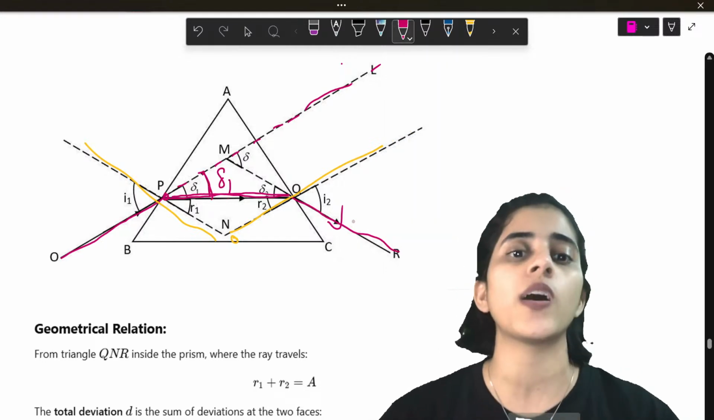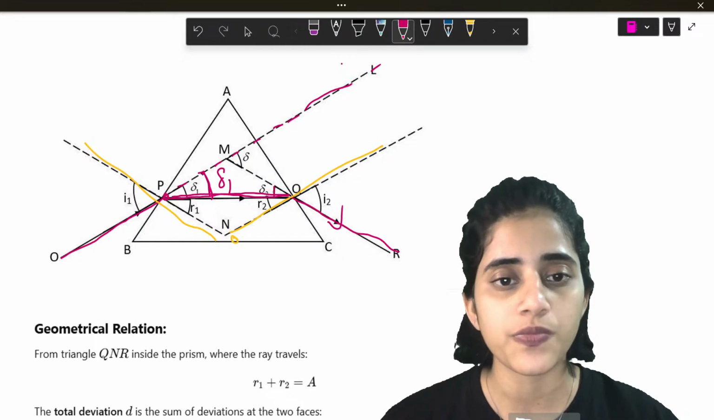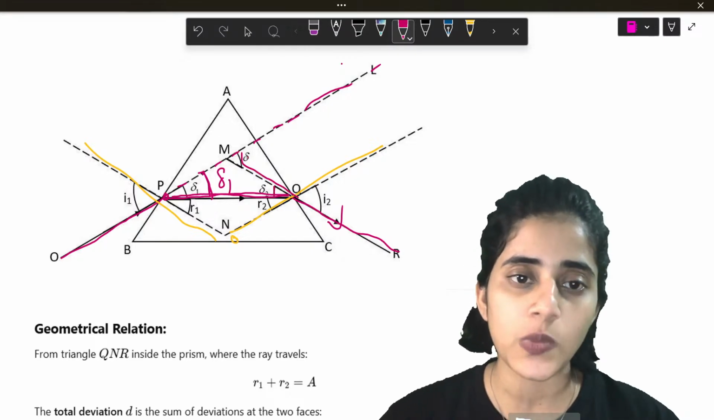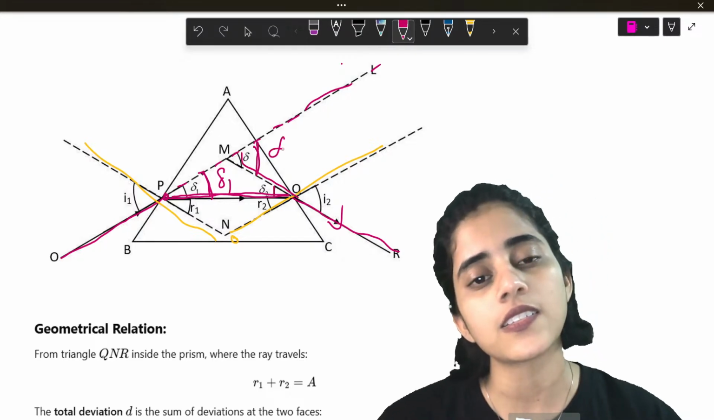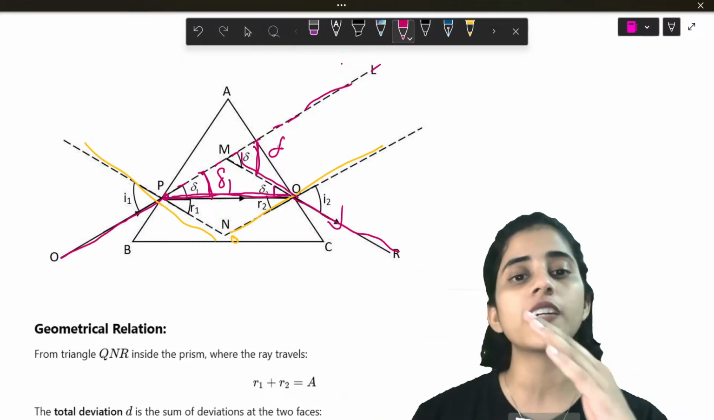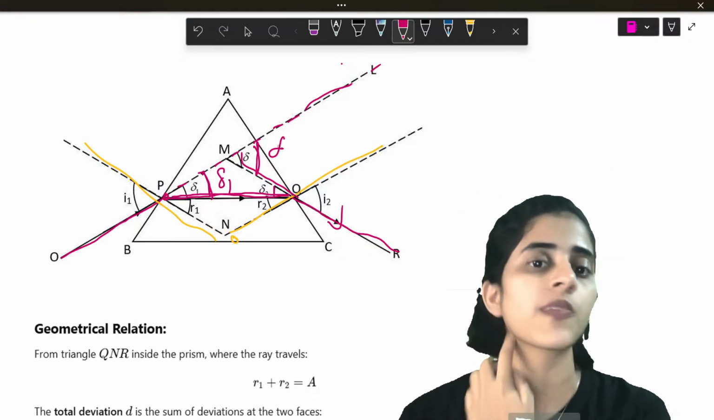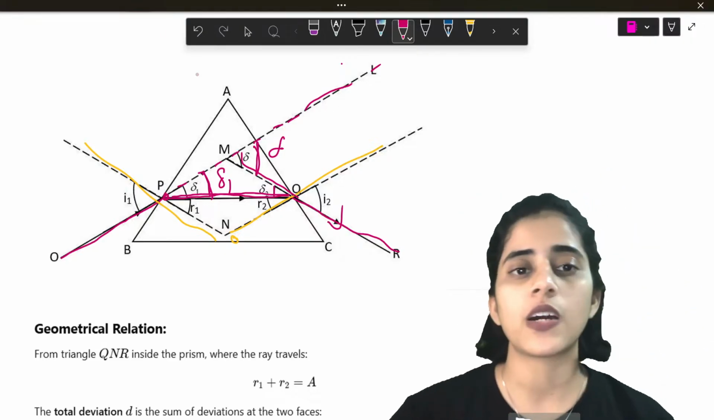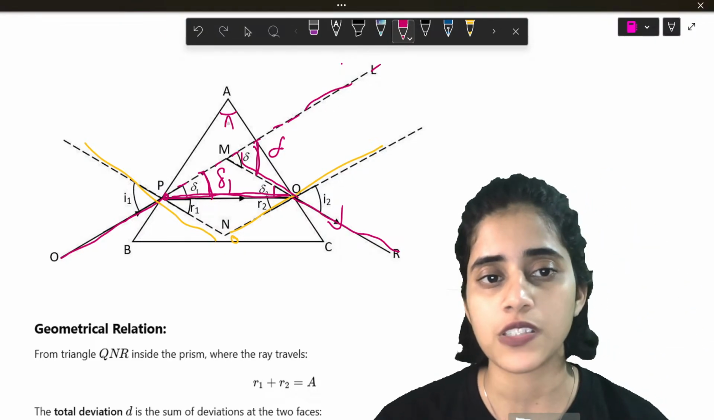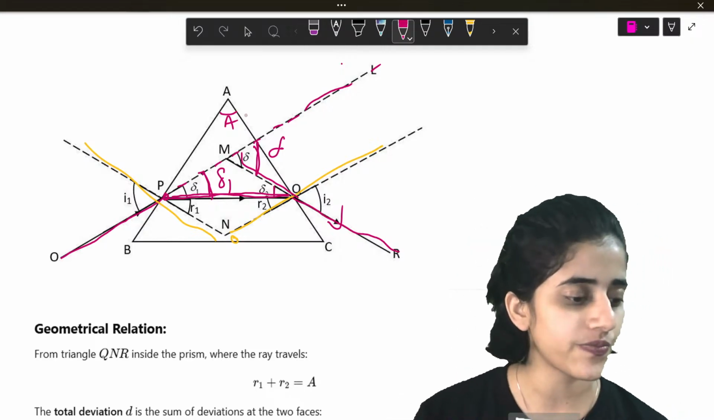This is delta 1. Now, the second deviation is this much. Now, when you extend this backwards, you will get this delta. So that delta is the total deviation. The first ray deviation and the second ray deviation together give you delta. Now A, this is the angle of prism. Now with this much, you can do this derivation.